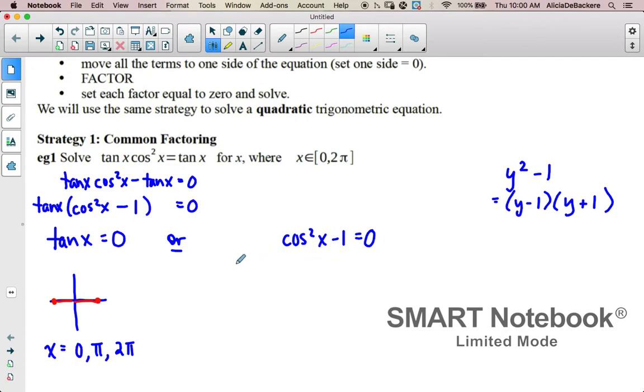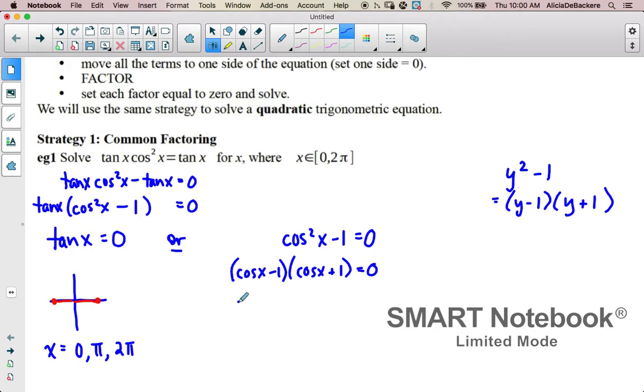So I would factor this then as cos x, because I'm taking the square root of cos squared, and then it's going to be minus 1 in the one bracket and plus 1 in the other bracket. It's going to give me the same answer as the other strategy that I talked about. And then from here, I'm going to set each factor equal to 0. That's, again, my third step up here.